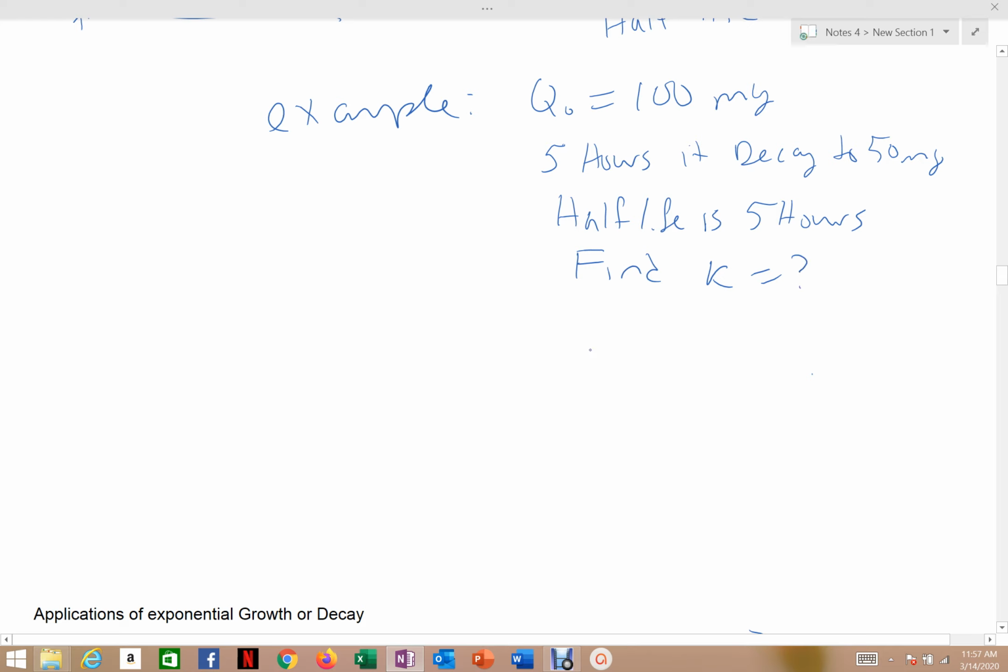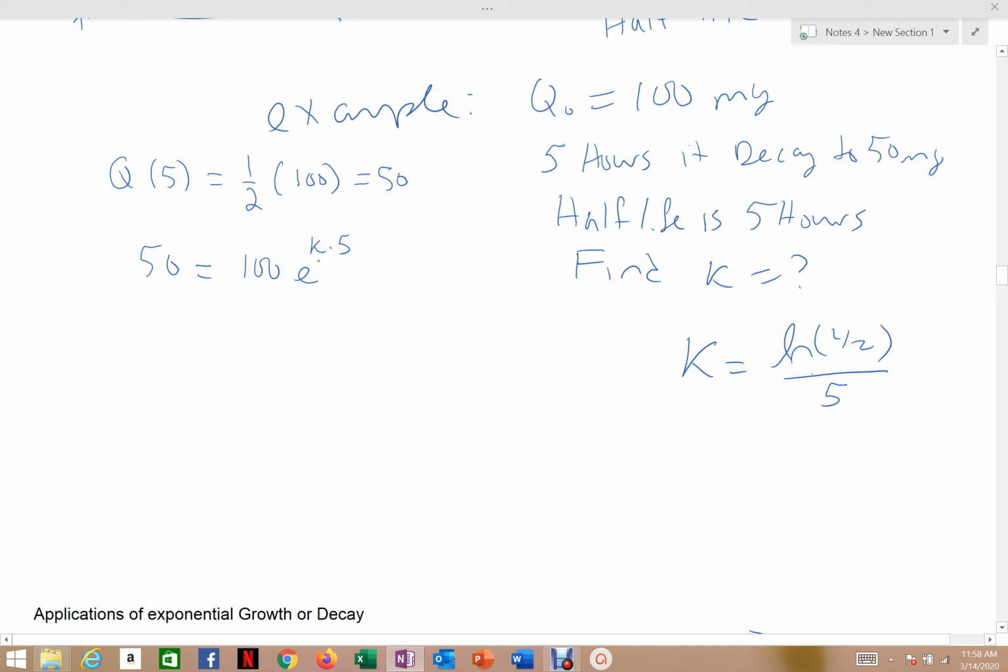So there's two ways you can do it. You can either remember k equals the natural log of 1/2, because it's a half-life, over my 5 hours, my time. Then you'd plug that into your calculator and go. But if you forget that, you can always revert back to what we did before. I know when I plug 5 into my equation, I should have half of what I started with, 50 milligrams. So plug 50 in, set it equal to our equation, 100 e raised to the k times 5, because in 5 hours I'm going to be down to 50.